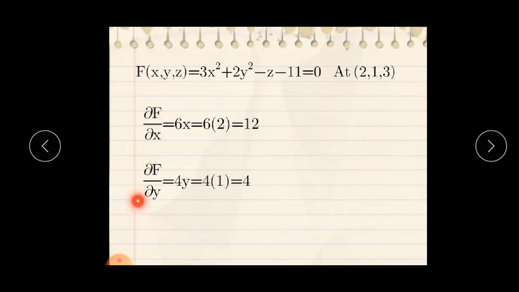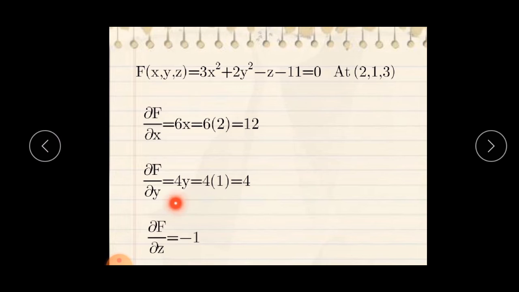And then we take the partial derivative of the function with respect to y. The partial derivative of 3x squared plus 2y squared minus z minus 11 with respect to y is equal to 4y. And then we substitute the value of y in our given point, which is 1. So we have 4 times 1, which is equal to 4. And this is the value of the partial derivative of the function with respect to y.